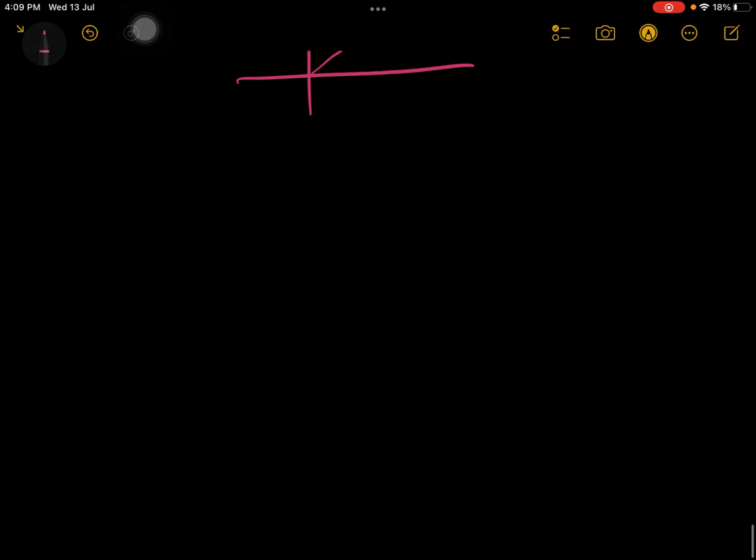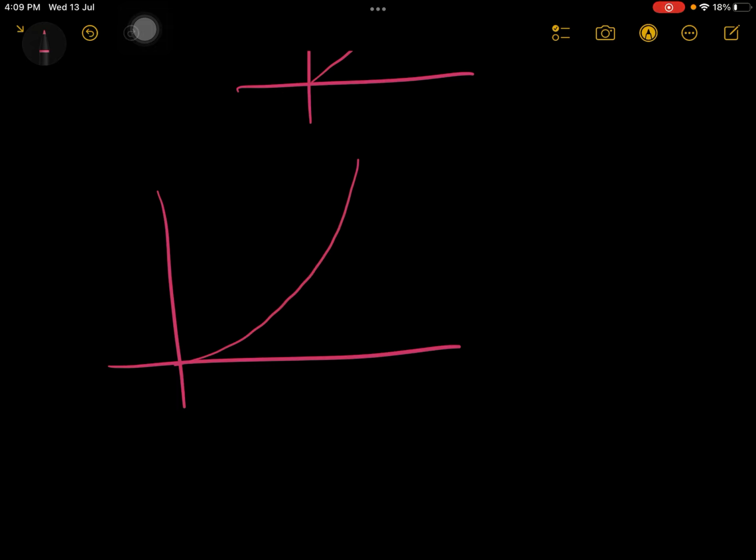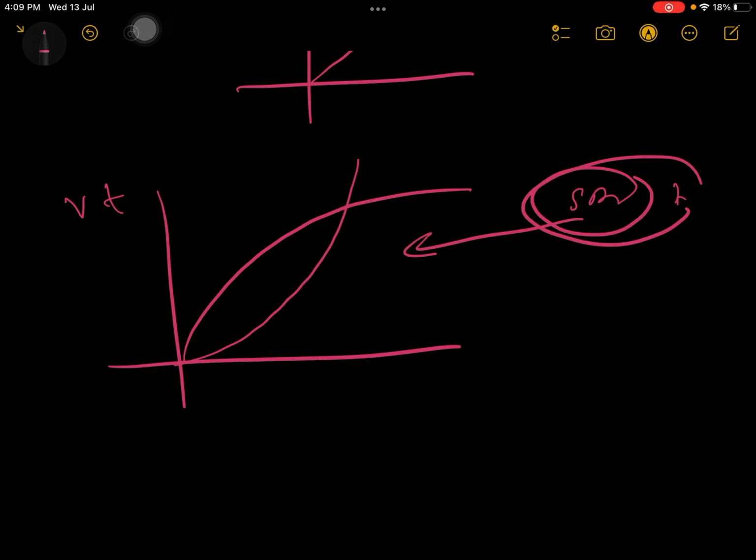Okay, now we have some important graphs like these types of graphs. So for VT also I will discuss these types of graphs. These kinds of graphs I will take in the next class for the speed time graph. Speed time graph is a special type. Okay, in the next video.